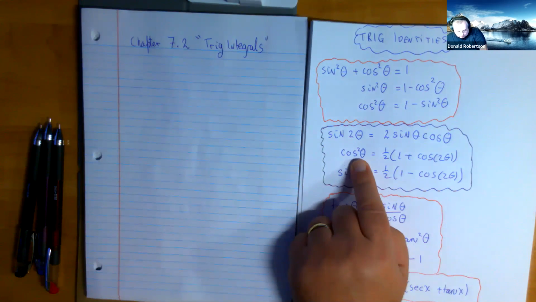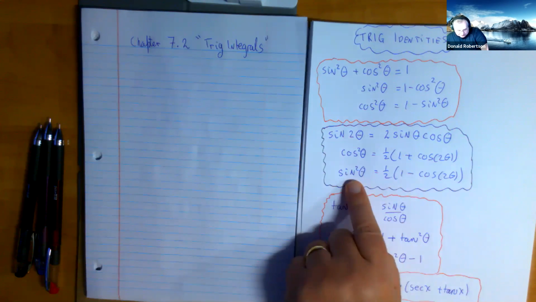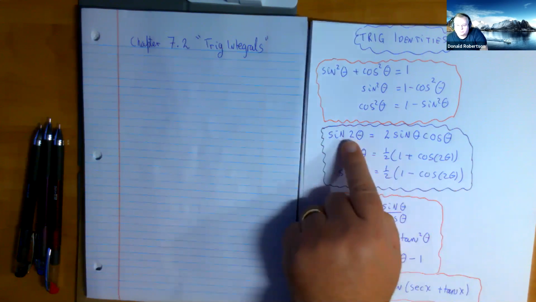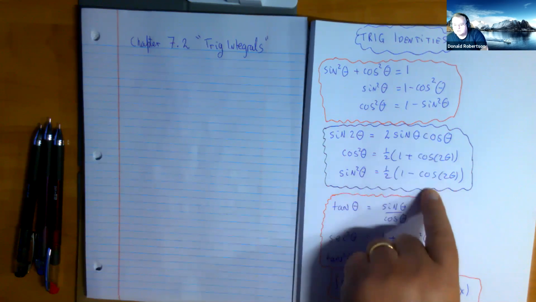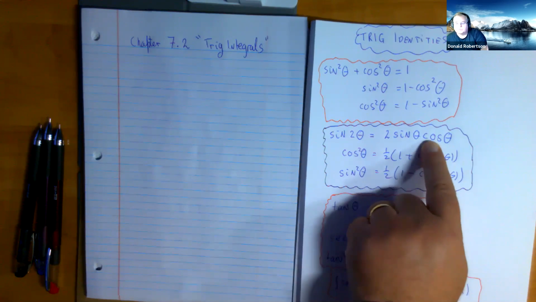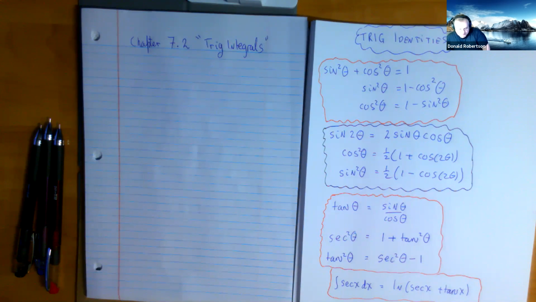You can also call cos squared this guy and sine squared this guy. And you can also call the sine of 2 theta this guy. So these are basically versions of the double angle identities. And down here we have some identities that involve secants, tangents, and secant squares and tangent squares.